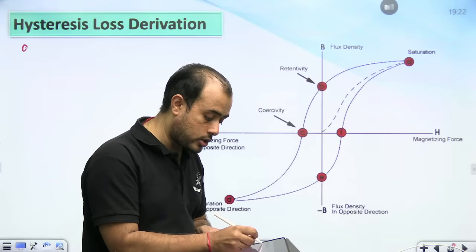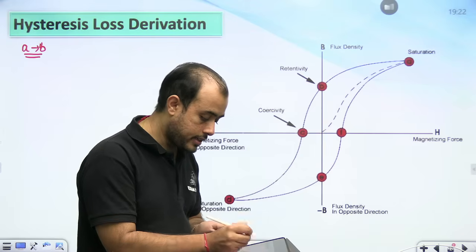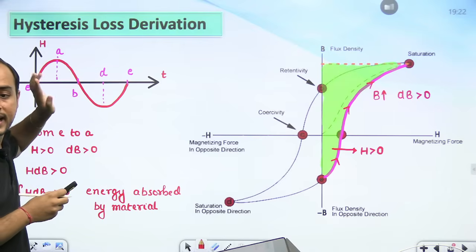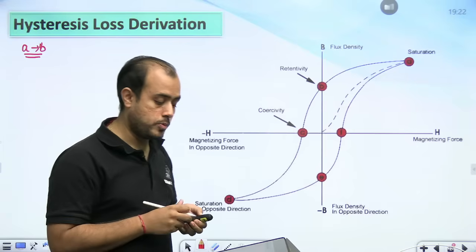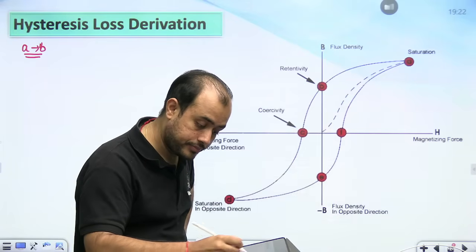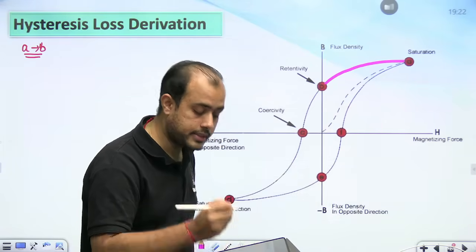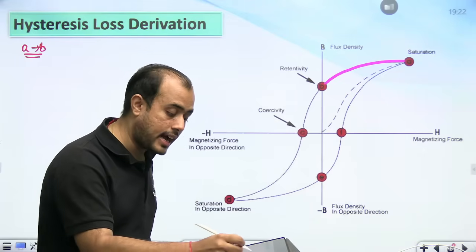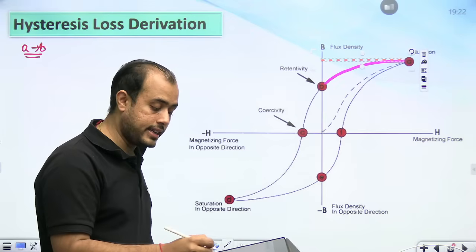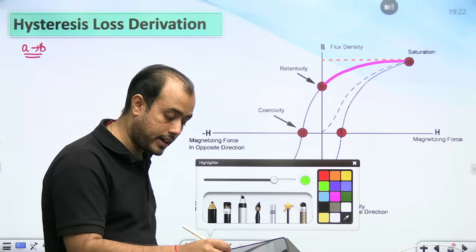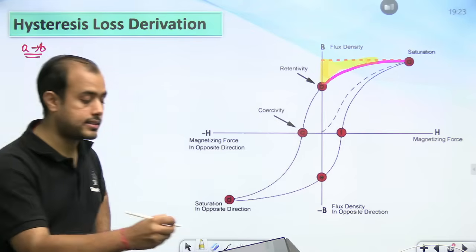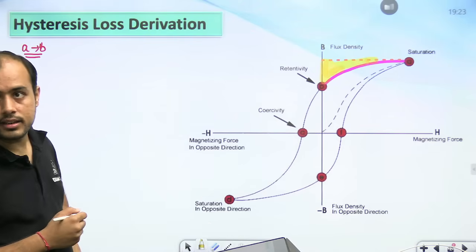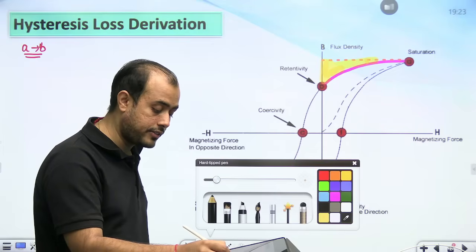नाउ आई विल गो फ्रॉम ए टू बी. A to B. This region A to B. I have divided the graph into 4 parts: E to A, A to B, B to D, and D to E. So A to B means this region. So area between the graph and the y-axis is the energy. So this area, बच्चों. This area is the energy, correct? This area is your energy between the graph and the y-axis.